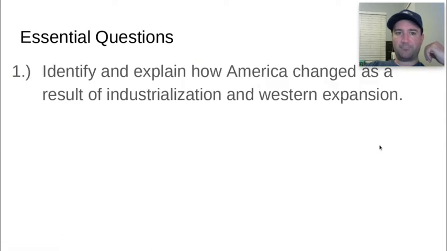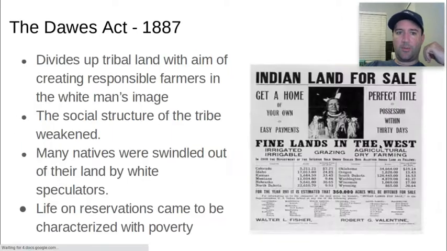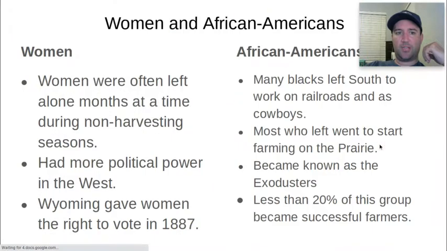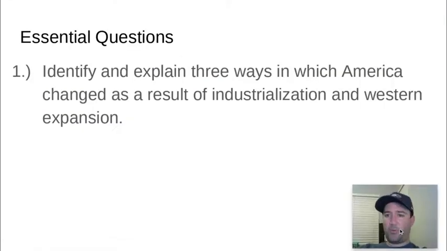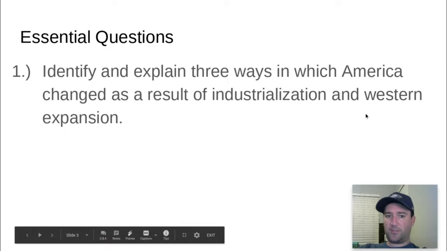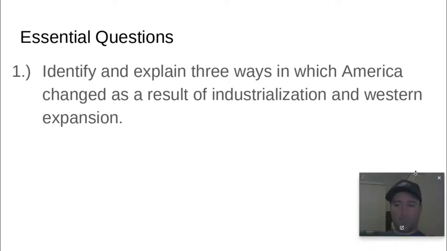So, okay. Let's go back to the essential question one more time. I messed up on that one. So, identify and explain 3 ways in which America changed as a result of industrialization and Western expansion. Okay, make sure that you're using examples and you're explaining how those examples transform America and so forth.